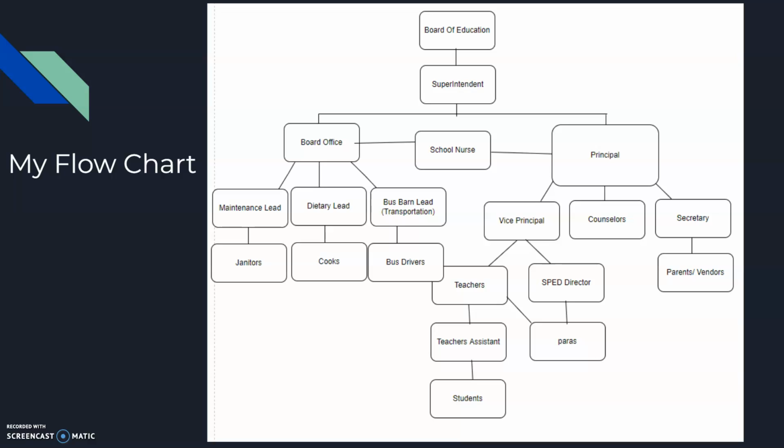The principal splits off into four, just like the board office does. In this one, we have the school nurse again, who fits both because they are that middle ground where the principal can talk to them and see what they're feeling and needing. And also the board office can do the same thing. They find out what's important and what's necessary to stick with guidelines and all those different things. So they each serve a different function in interacting with the school nurse. Next, it will be the vice principal, the counselors, and then the principal's secretary.